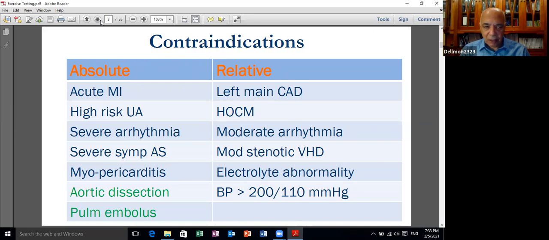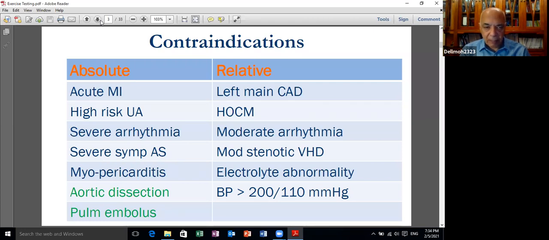Severe arrhythmias, whether it's a tachyarrhythmia or bradyarrhythmia, severe symptomatic aortic stenosis. Of course, nobody is allowed to exercise patients with aortic stenosis and the symptoms attributed to the aortic stenosis. But in patients with moderately severe aortic stenosis and asymptomatic as well, then an exercise test can be used to find out whether the patient is truly asymptomatic or symptomatizing, as well as the behavior of the gradient in response to exercise, as well as the blood pressure.